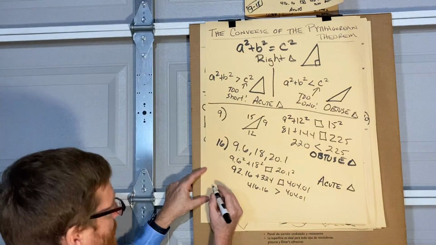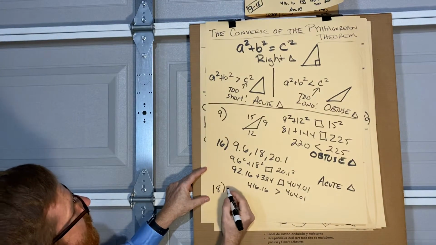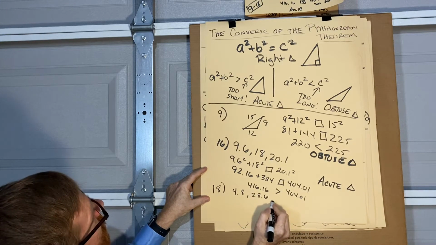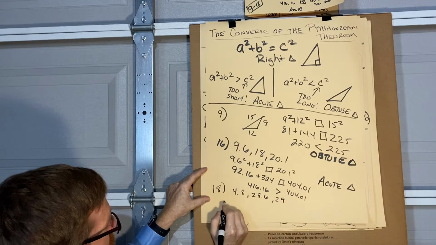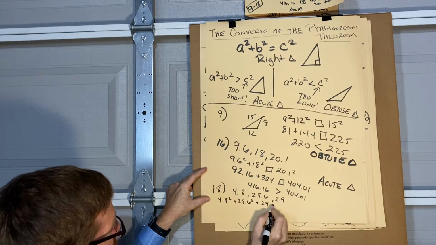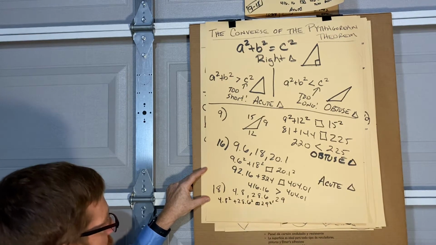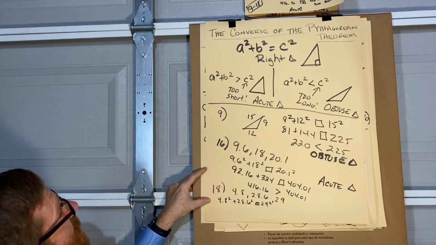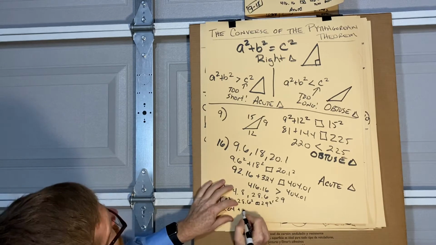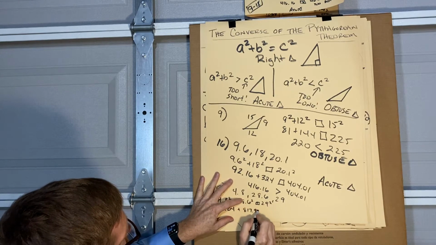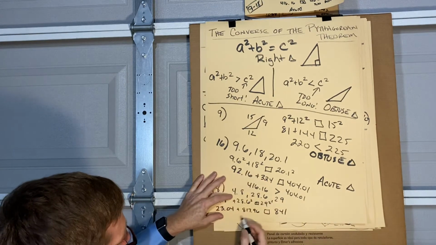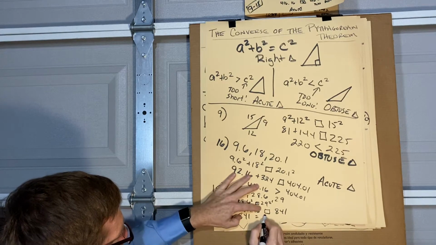The last one, number 18, let's see if I can fit it here. Number 18 looks like this. It says 4.8, comma 28.6, comma 29. If I put those into the Pythagorean theorem, 4.8 squared plus 28.6 squared, and I'm saying how is that compared right there to 29 squared? I get 23.04 plus 817.96. And how does that compare to 841? If you add these together, you actually get 841 is equal to 841.